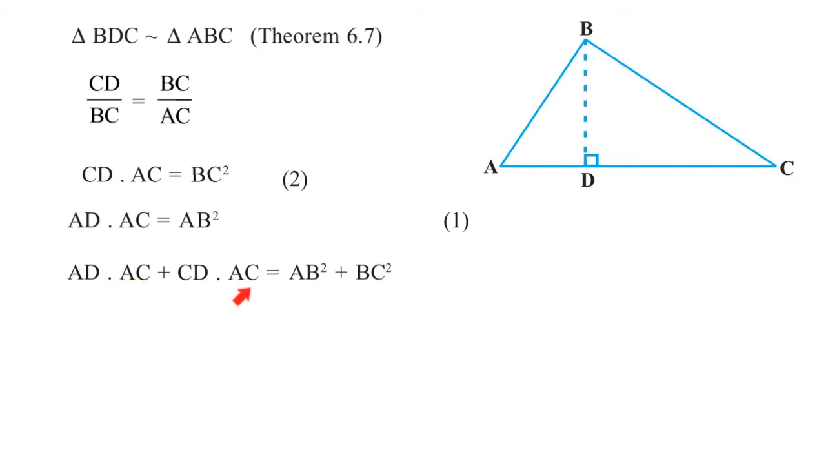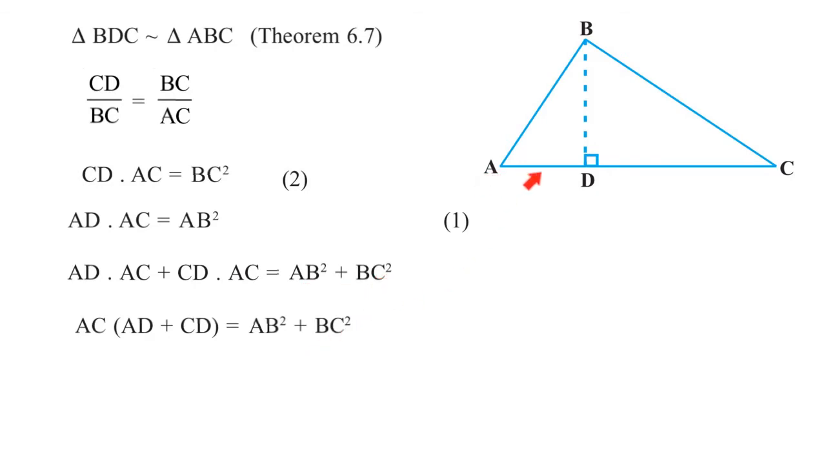Is AC common in both? So can I remove AC as a common factor? So what do I get? I get AC is equal to AC times AD plus CD. Removing AC as the common factor, we get AB squared plus BD squared.